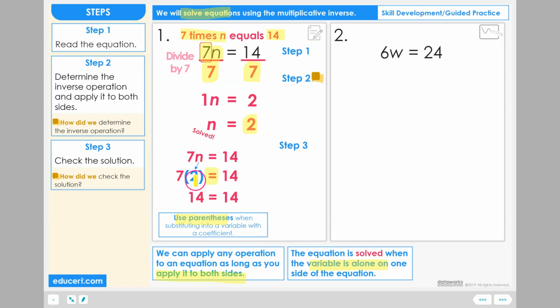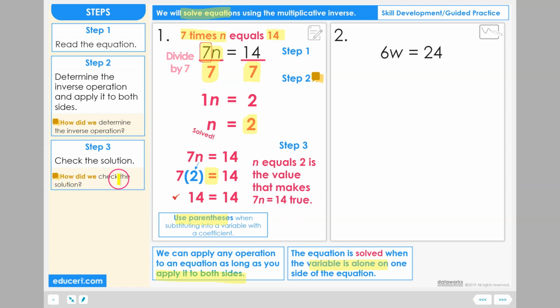7 times 2 equals 14. 14 equals 14. This is a true comparison, and so we know that n equals 2 is the value that makes 7 times n equals 14 true.